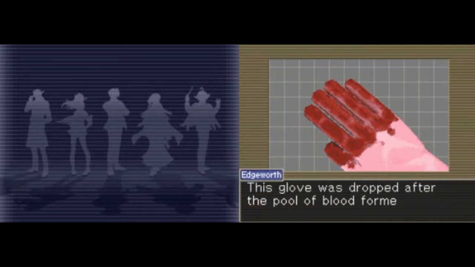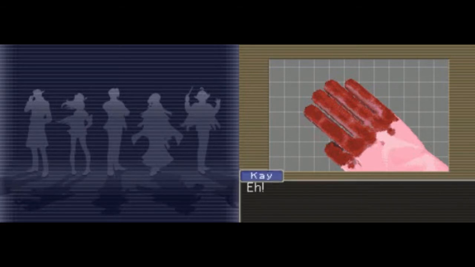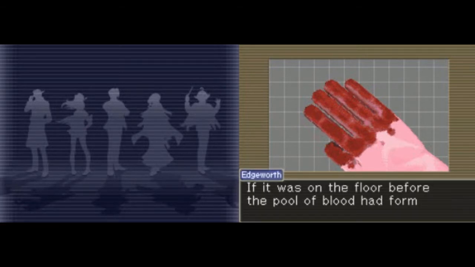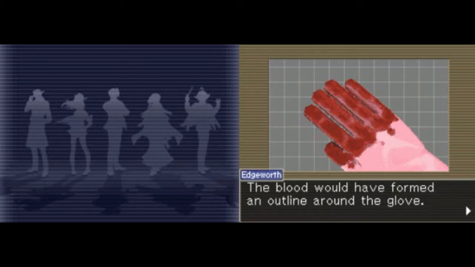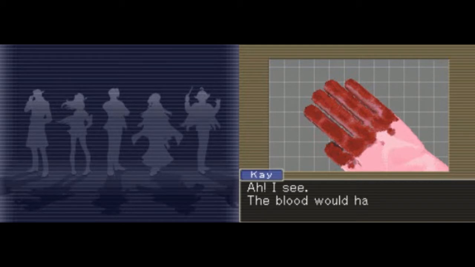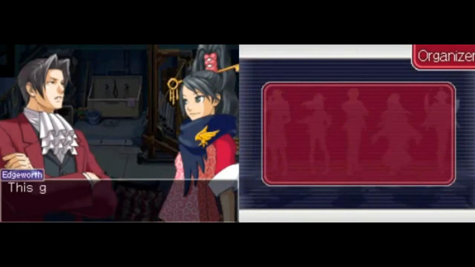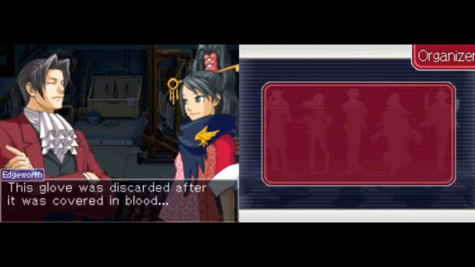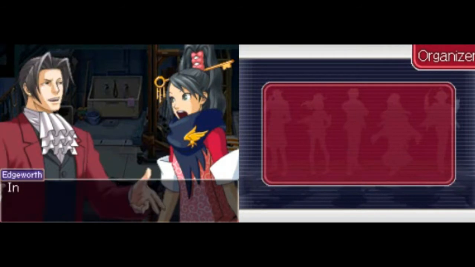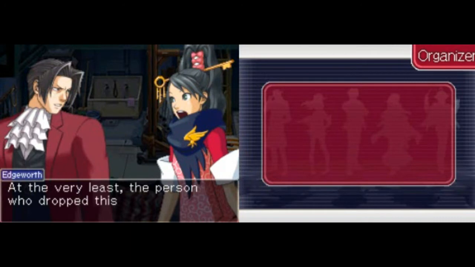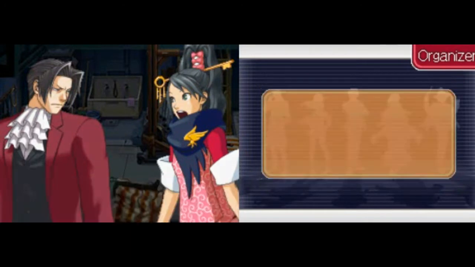This glove was dropped after the pool of blood formed. Why is that? If it was on the floor before the pool of blood had formed, the blood would have formed an outline around the glove. Ah, I see. The blood would have only gotten the edges of the glove. This glove was discarded after it was covered in blood. It must mean that the killer left it behind. Indeed, it's highly probable. At the very least, the person who dropped this saw the body.